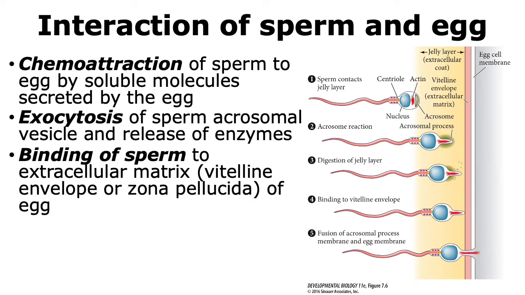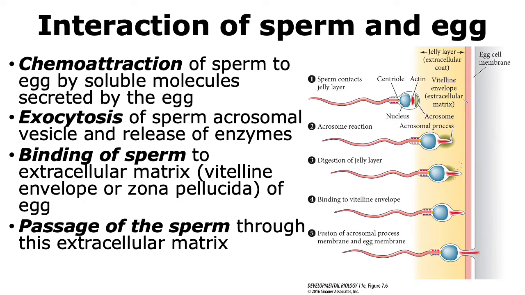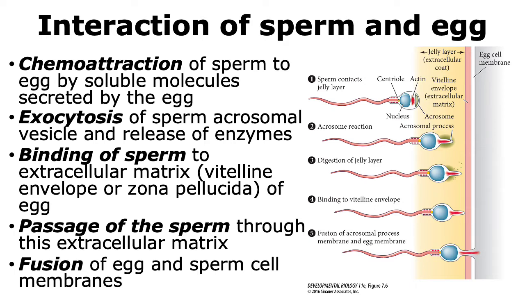These enzymes are able to cleave the different extracellular matrix proteins or other molecules that may be covering the egg so that the sperm can now bind to the vitelline envelope or the zona pellucida of the egg. Once this binding occurs, the sperm has to be able to go through this extracellular matrix to be able to contact the egg cell membrane. Once the sperm is able to contact the egg cell membrane, then the fusion of the egg and the sperm cell membranes can occur.